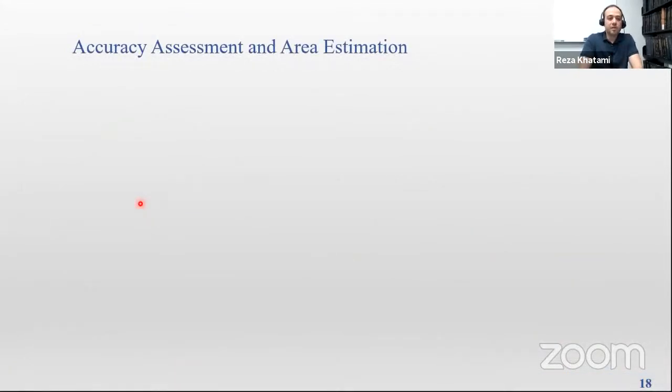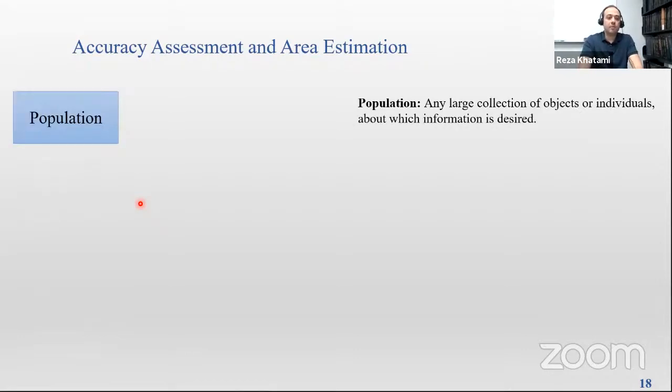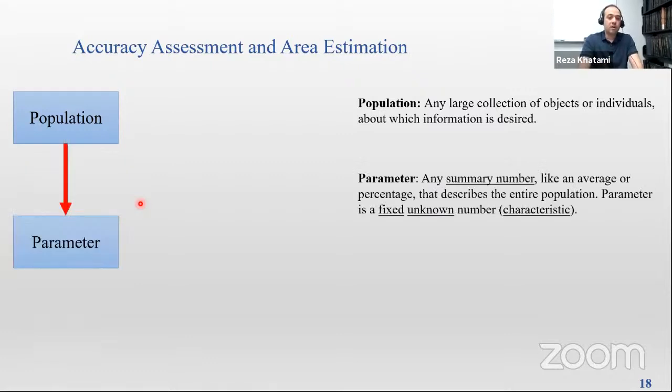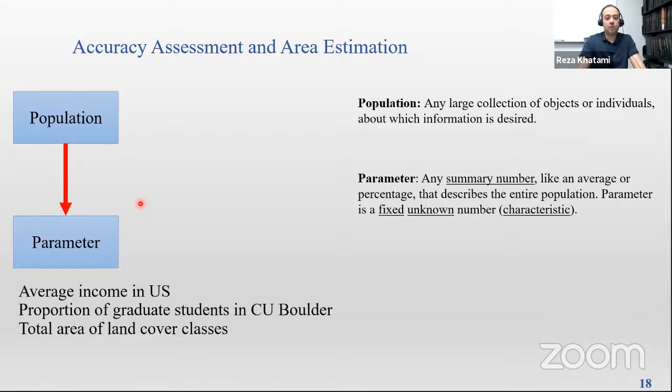After you do the classification, the next step is accuracy assessment and estimation of the area of land cover classes and area of change. These are statistical estimation questions. In a statistical estimation, we have a population that could be any collection of objects or individuals about which we want to make an inference. For our case, the population is the total number of pixels in the map. We usually want to know a parameter or summary measure that describes the population. For example, we want to know the average income of people in US, or the proportion of graduate students at CU Boulder, or the total area of land cover classes.